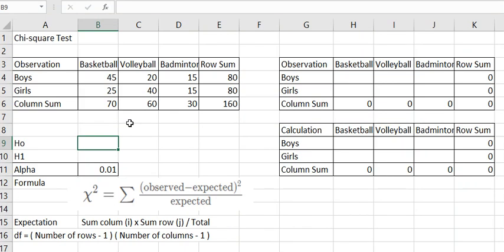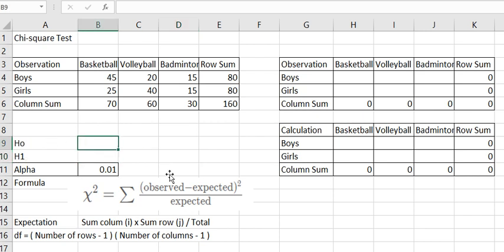Hello everybody. So today I want to talk about statistics, the topic that is about the chi-square test. Now I want to show you how to answer. We need to write H0 and H1.